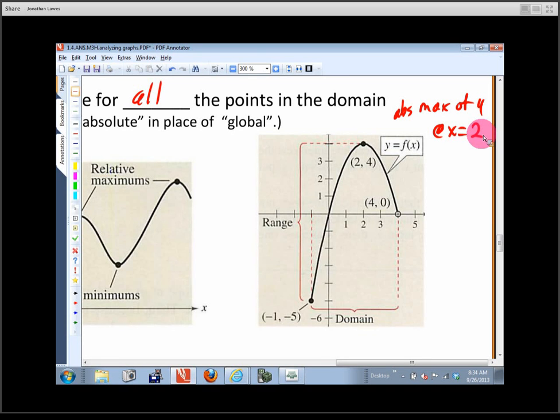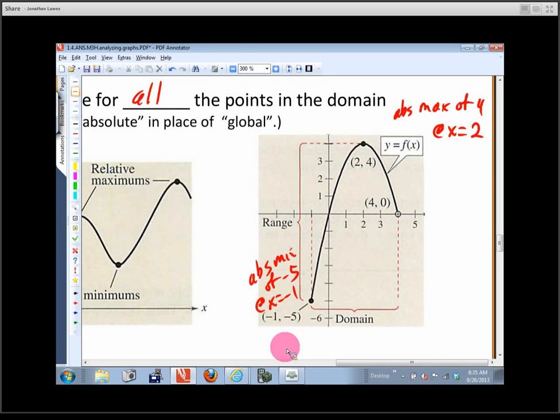This one right here is a minimum, right? Is it an absolute minimum or just a relative minimum? This one is absolute. Absolute min. What's the minimum function value? What's the smallest function value? -5. So the minimum function value is -5. And where does it occur? At x equals -1. -1 is where it occurs. -5 is the actual minimum function value.